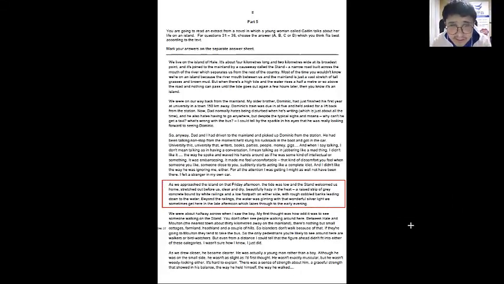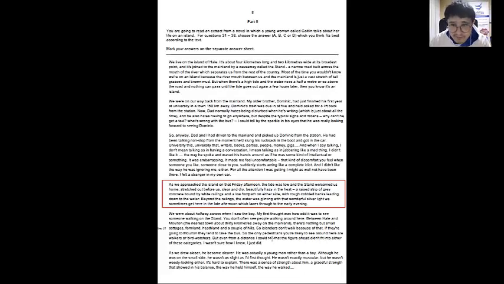As we approached the island on that Friday afternoon, the tide was low and the stand, which is a bridge that they mention here, welcomed us home, stretched out before us, clear and dry, beautifully hazy in the heat, a raised strip of gray concrete bound by white railings and a low footpath on either side, with rough cobbled banks leading down to the water. Beyond the railings, the water was glinting with that wonderful silver light we sometimes get here in the late afternoon, which laces through to the early evening.